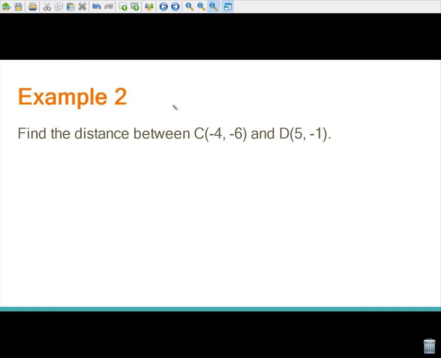Find the distance between C, (-4, -6), and D, (5, -1). Okay, so let's make sure we're paying attention. There are some negatives in here, and I want to show you guys what we do with those negatives and how we deal with them. So again, I'm going to write down our formula, x2 minus x1 squared plus y2 minus y1 squared. And I'm going to go ahead and number these again with some colors.